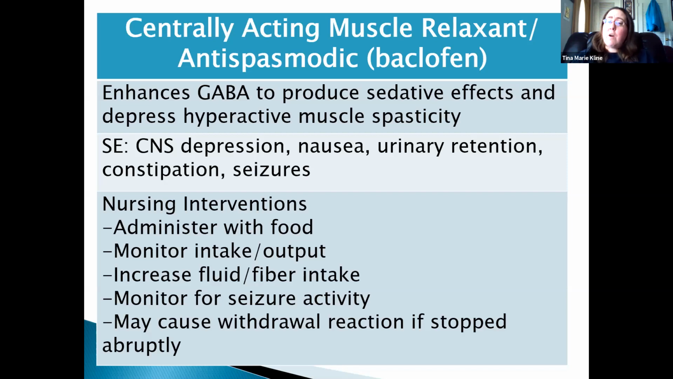Other side effects were nausea, so you're going to administer it with food. Because it is an antispasmodic, this can cause urinary retention, because if you think about the basic process of urination, your urinary bladder is a muscle. It does need to contract in order to release urine to the outside of your body. So patients who are on this are going to be at higher risk for urinary retention. Somebody that already has urinary retention, for example, a gentleman with BPH, you really want to be very careful with this, because that might make that a little bit worse.